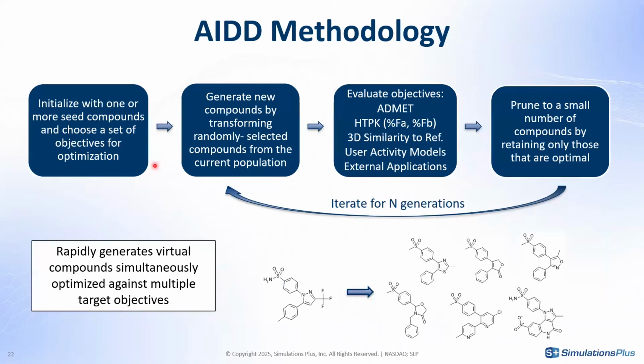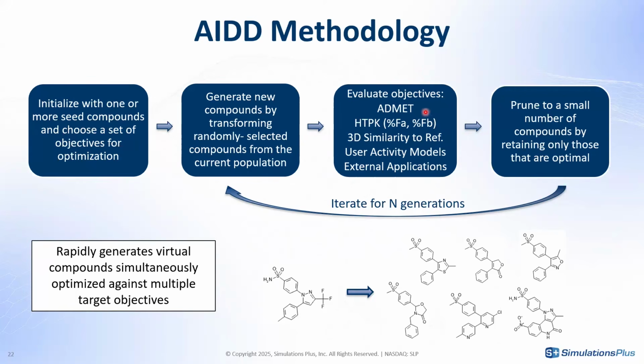Okay, so I alluded to AIDD earlier. We've made several enhancements here. I have just a couple of slides to remind everyone how AIDD works. So this is an iterative approach where you start with one or more seed compounds and then generate analogs of it using an internal database of transform rules. You then evaluate a set of objectives that the user has chosen at the outset.